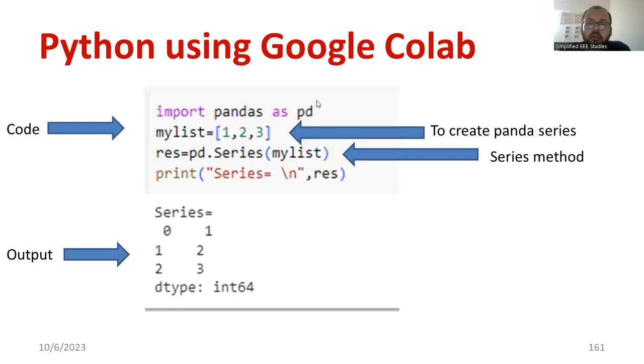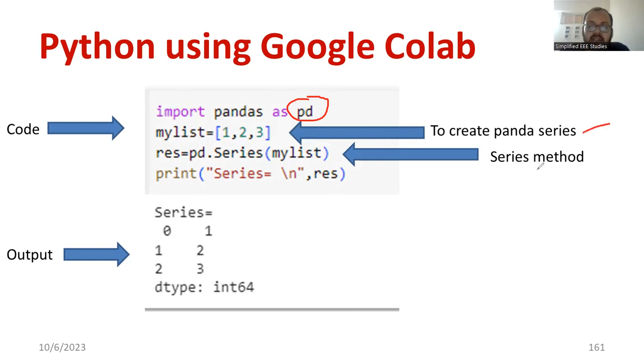Here, in order to create a one-dimensional array, we require one library called pandas. To import pandas, you can use the command import pandas as pd. That means the short form you are creating is pd. So let us call a particular array like 1, 2, 3. I'm creating an array called my_list, and 1, 2, 3 will be stored in my_list.